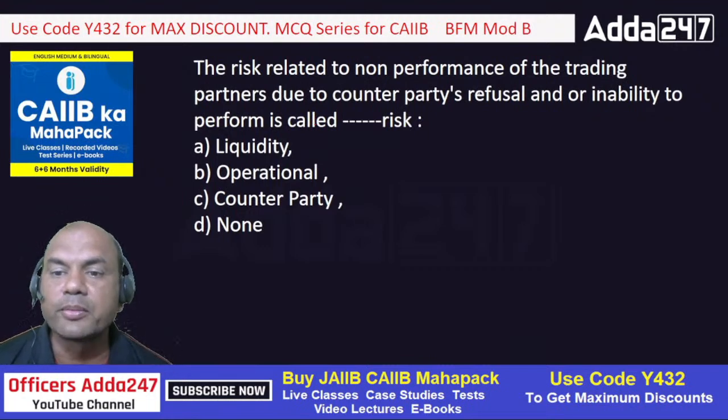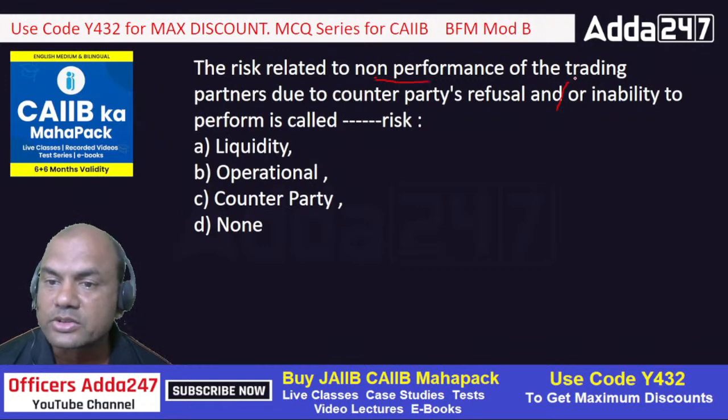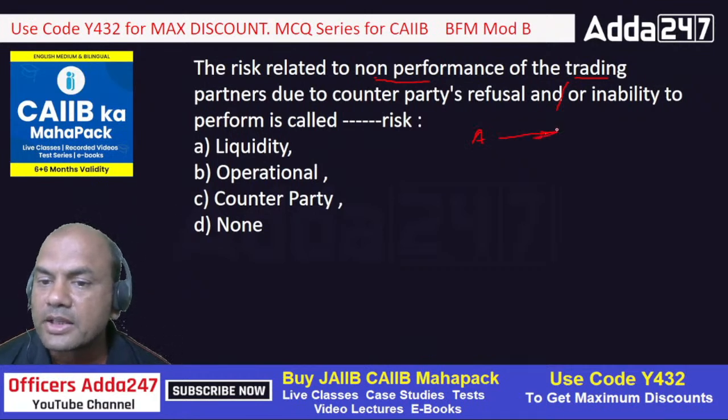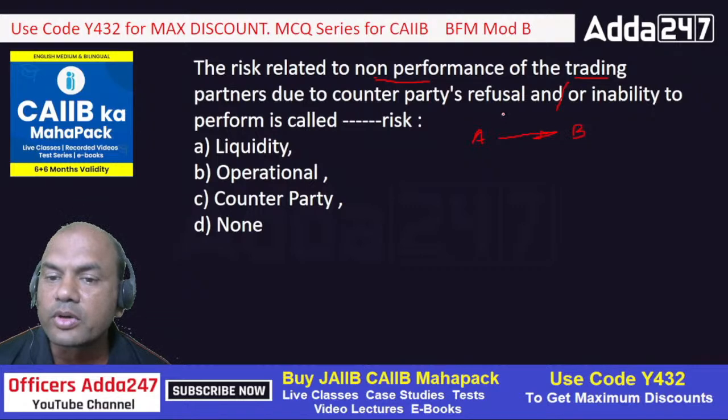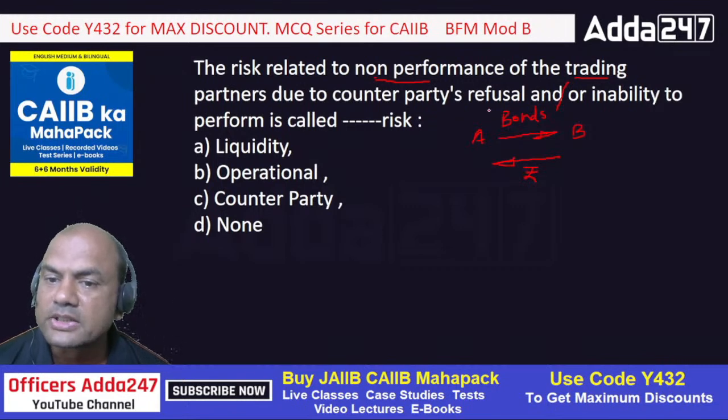The risk related to non-performance of trading partners due to the counterparty's refusal and/or inability to perform is called as, say this. So what do trading partners mean? If A is selling something to B, let's say A sells bonds to B, then B must give what to A? He must give the currency, rupees. If it is dollars, then dollars; if it's rupees, then rupees. Let's consider rupees. So this is the business: somebody sells bonds, the other one gives the money. So this is the risk related to non-performance of the trading partners.